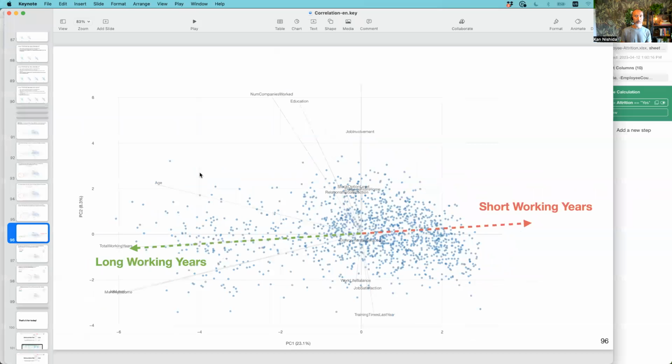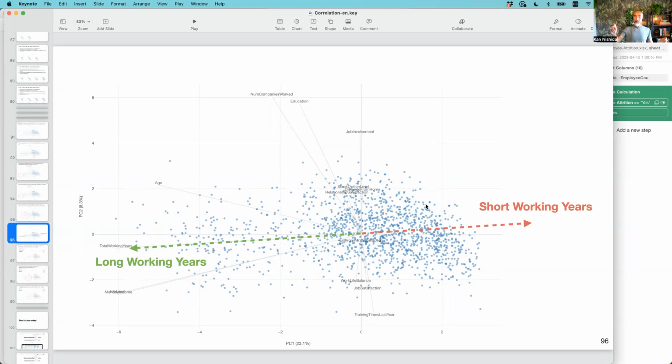Okay, so I'm going to use the mouse pointer here. Any employee around this area has higher values. As opposed to that, on the way opposite side, across 0, these people have smaller numbers, in this particular case, short working years. The other variables are the same too, like monthly income and job level. People here have higher numbers on job level and monthly income. But when you go to the other side, the lower numbers.